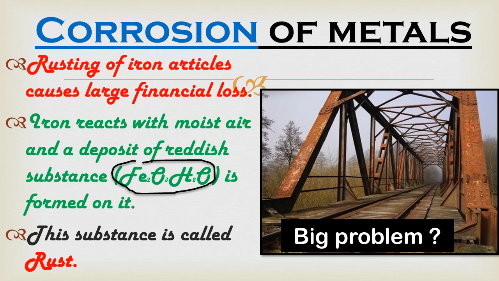As you can observe in the alongside diagram, the bars of the bridge have been converted into a reddish brown substance. What is this? This is nothing but the corrosion or rust on the iron surfaces, and this causes a big financial loss. So this is a major problem related to construction.